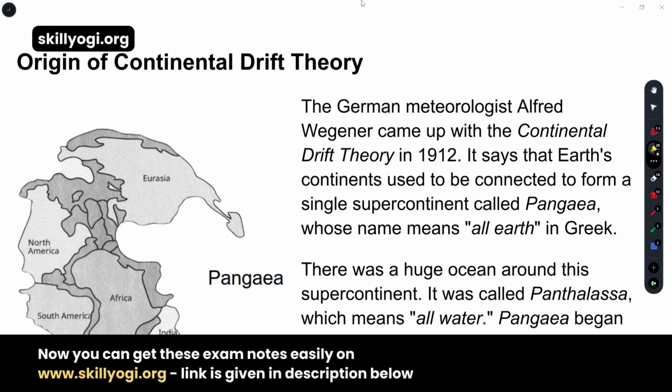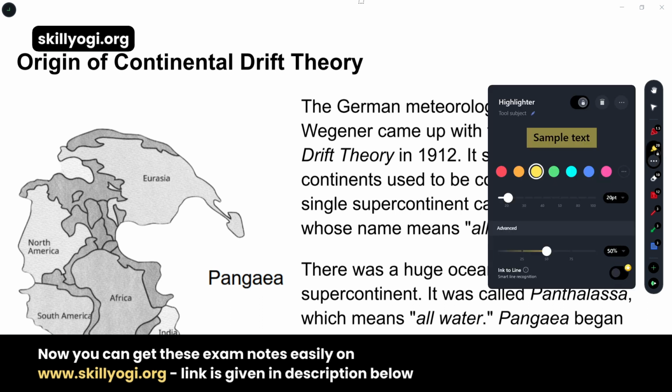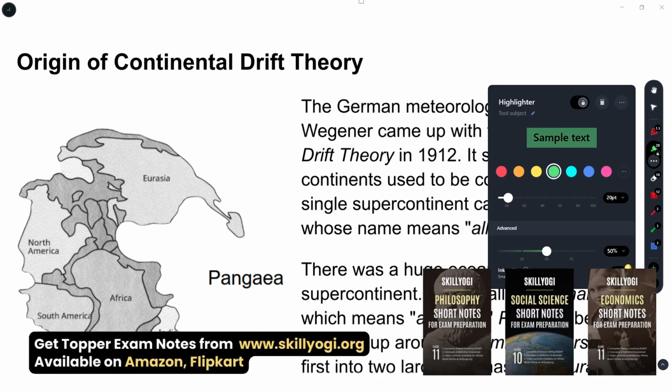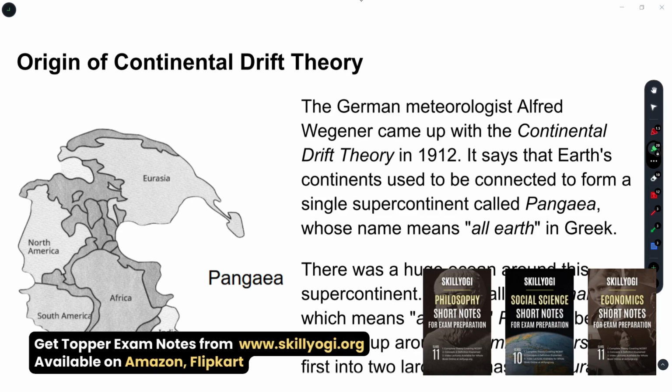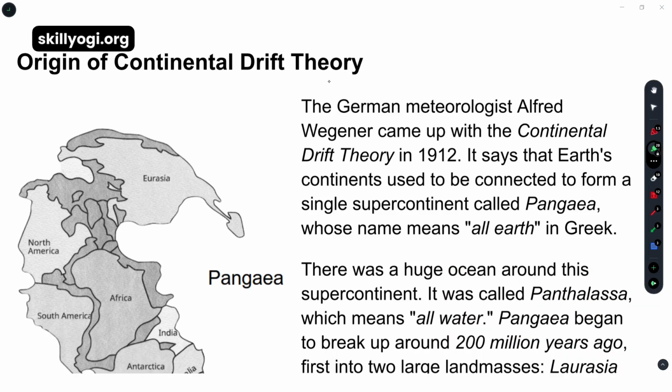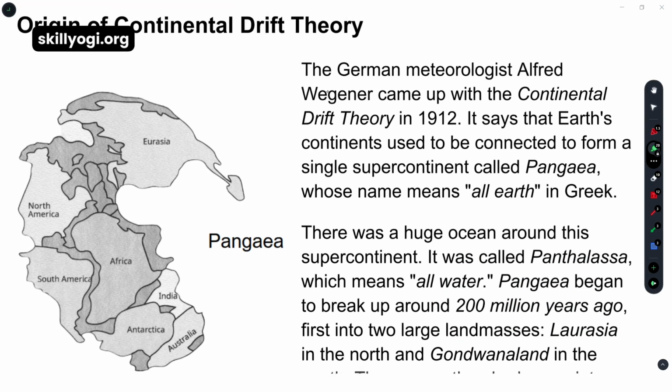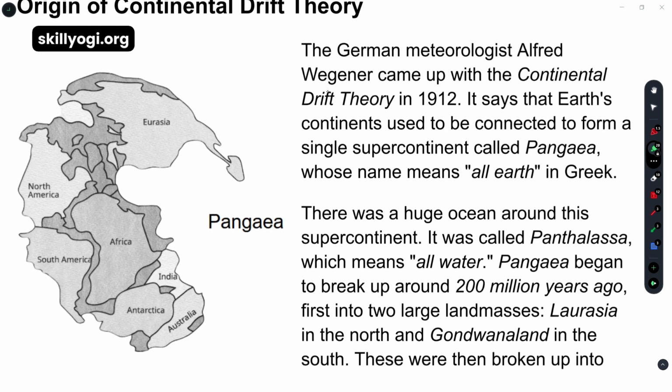Now we will go for the next part, where it's written the theory or the origin of the continental drift theory. What was the source of this theory? From which concept has the theory come to us? Before starting this theory, we can also see the places of these continents.